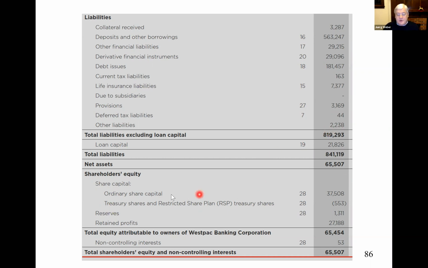Okay, we don't have to be concerned here about those different items. They are economically not important. They are just important for legal reasons.